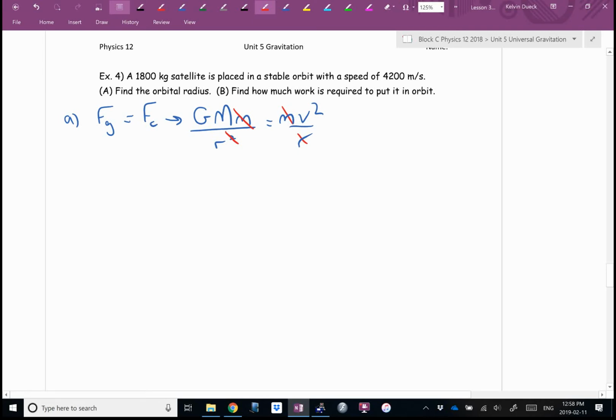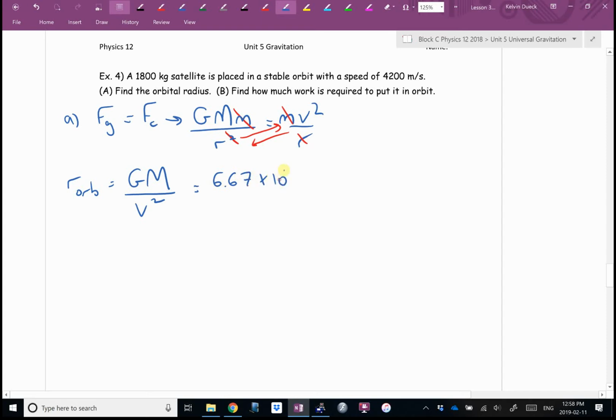Hannah, what am I trying to find? Where is the r in this question? Let's multiply it to the top, and let's move the v squared to the bottom. If I hear you correctly, Hannah, you're telling me the orbital radius is going to be big G, big M over v squared. And I don't think I need to square root or anything. I've got the r by itself.